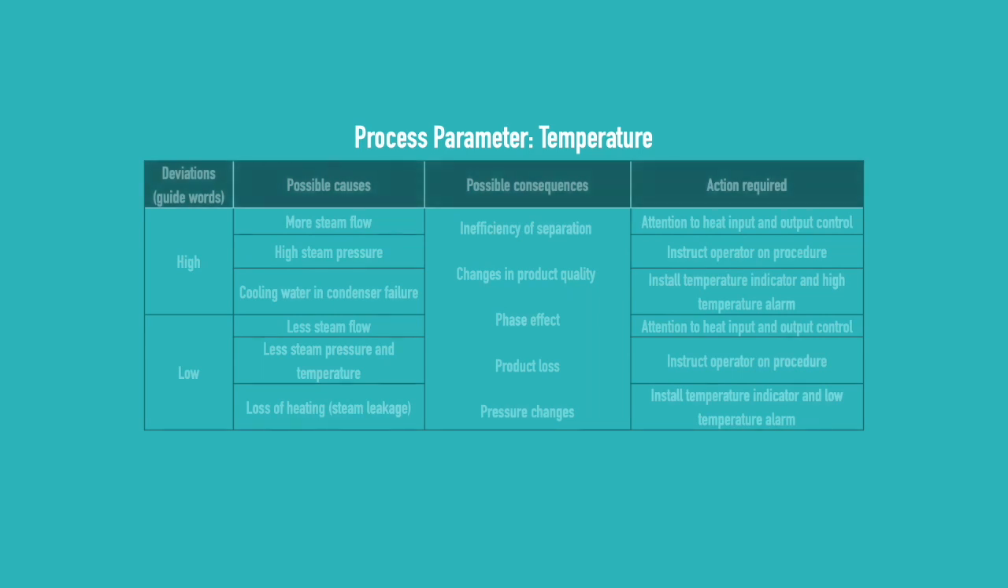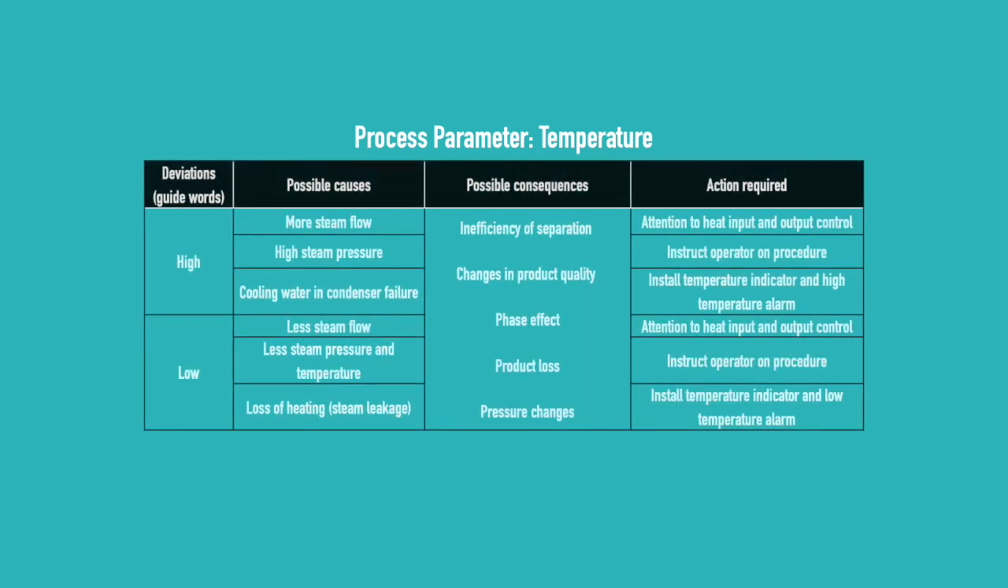When the stripping column is set to a different temperature, whether it is higher or lower than the usual operating temperature, the consequences to the unit are similar, which are inefficiency of separation, changes in product quality, phase effect, product loss, and pressure changes. High temperature can be caused by an increase in steam flowing into the unit. It can be resolved by giving more attention to heat input and output control.